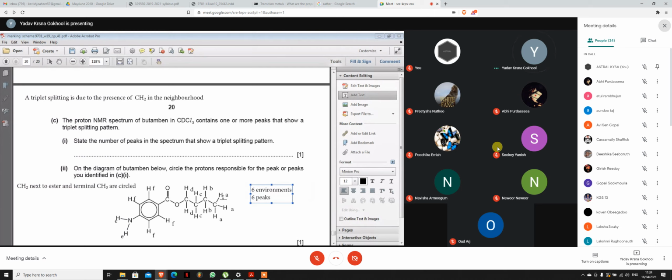So this is one hydrogen with one environment. It is attached to the same carbon. This is attached to the same carbon, second environment. Same carbon, third environment. Fourth carbon, fourth environment. Now we come to the benzene. Wait. There's more mistake here. There will be 7 environments.